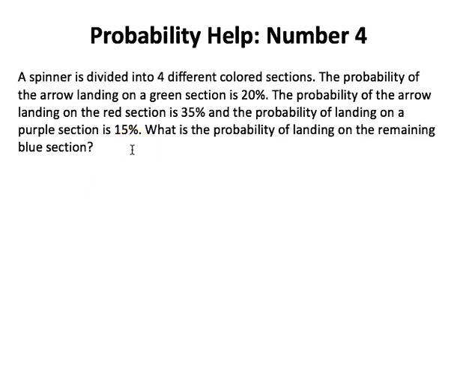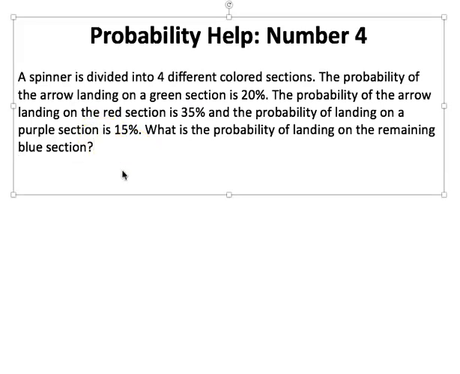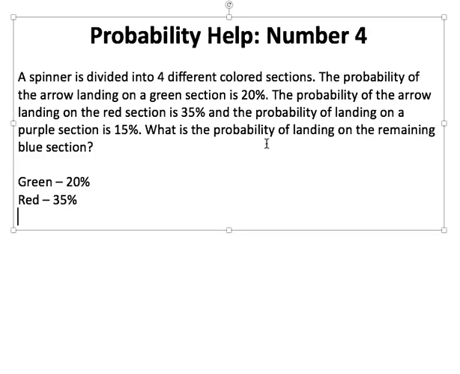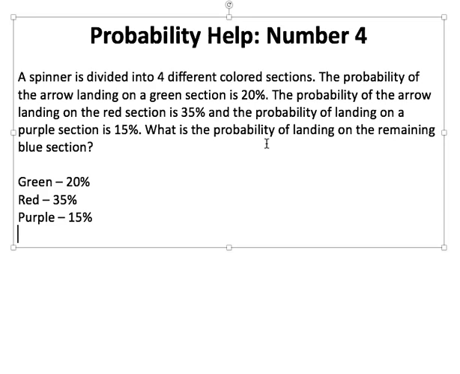This one is a little bit of reading, so you got to break it down. It says, a spinner is divided into 4 different colored sections. The probability of an arrow landing on a green section is 20%. I'm going to write that down so I don't forget. So green is 20%. The probability of the arrow landing on a red section is 35%. The probability of landing on a purple section is 15%. What is the probability of landing on the remaining blue section?